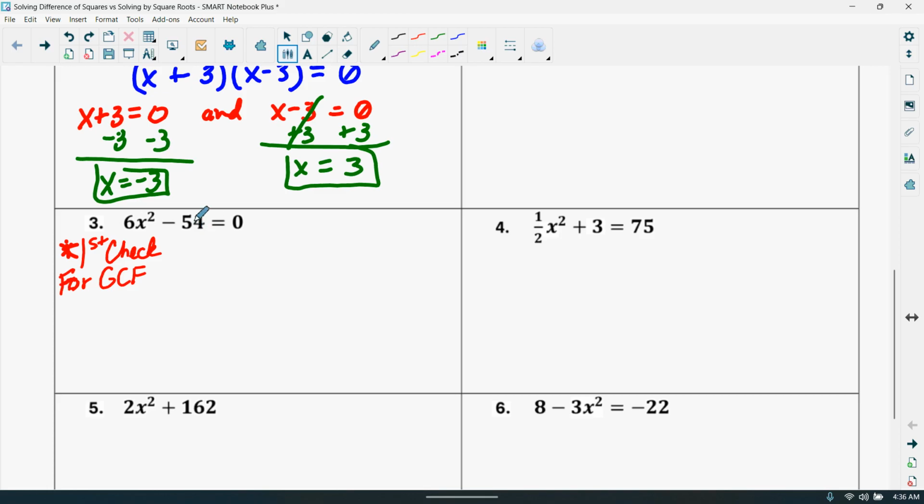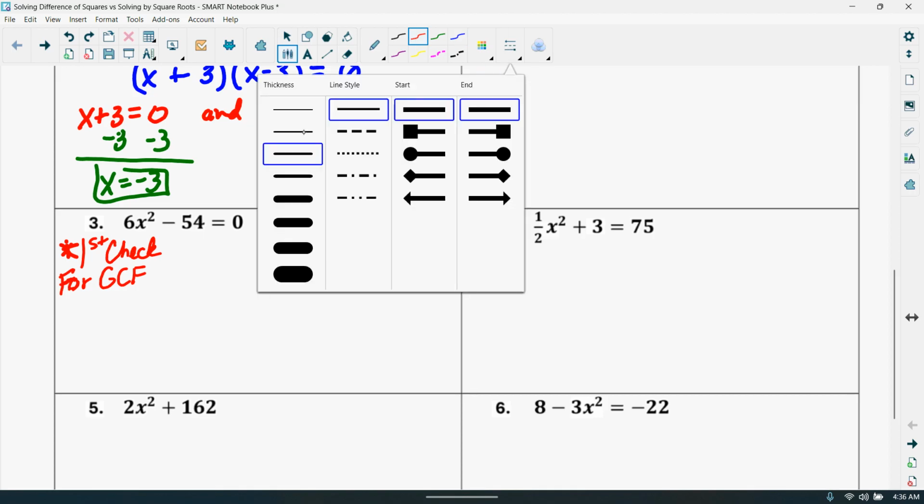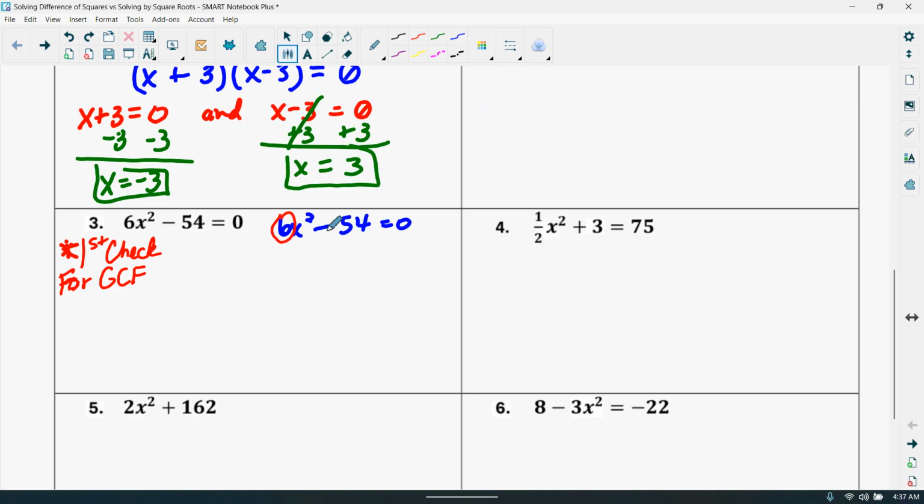So I'm going to just rewrite it over here so we can see what I'm referring to. We've got 6x squared minus 54. I take the coefficient, which is the 6, and I ask myself, can 6 go into 54? Can I divide it? And I can. So I'm dividing each term by 6. That's the GCF. If it's not 6, then what I would look for is a factor of that number, like 2 or 3, because 3 times 2 gives me 6. So first, we're dividing by 6.